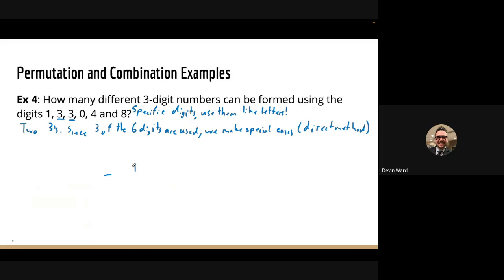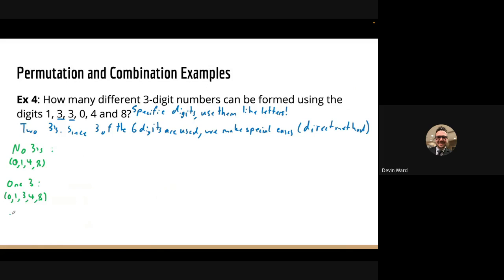So what we're going to do is look at cases when we have no threes. That means the only digits we can use are 0, 1, 4, and 8. Then we're going to look at when we have one 3, in which case we can use 0, 1, a 3, a 4, and an 8.